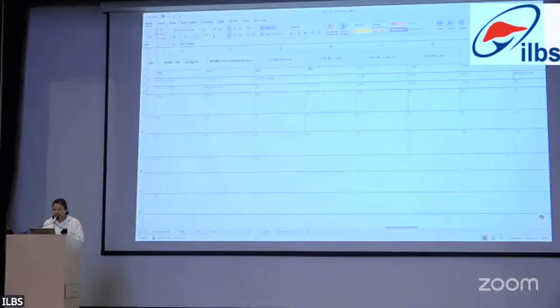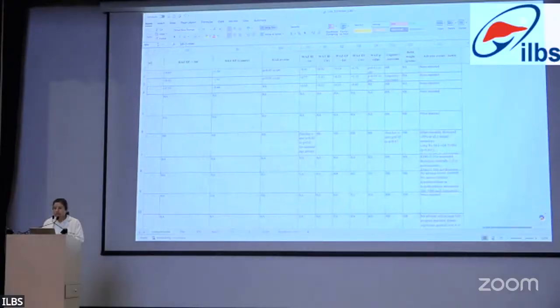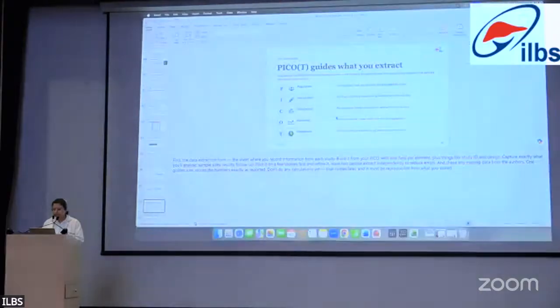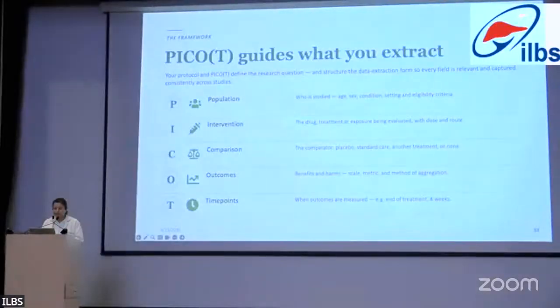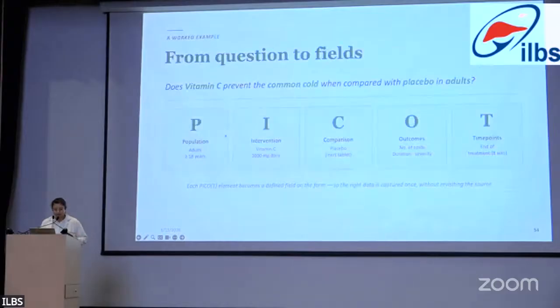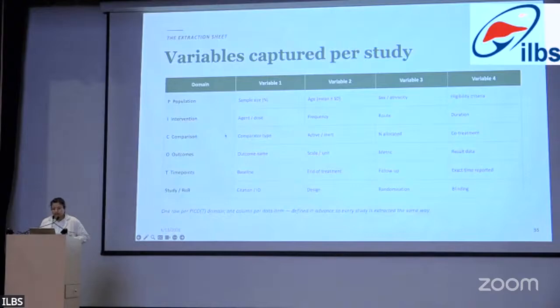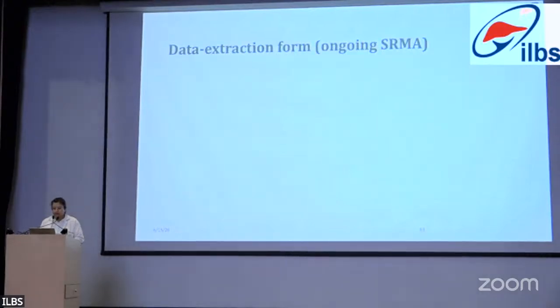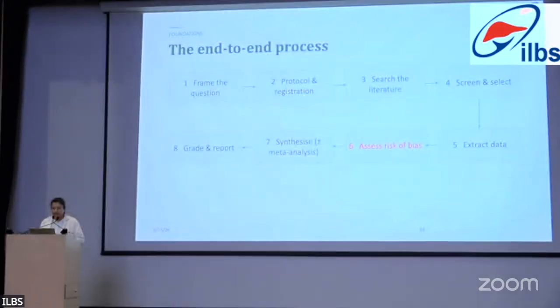So you extract each and every variable that is important in terms of assessing the risk of bias, developing the summary of findings table down the line. So data extraction is developed under this PICO format. So these are the variables captured per study. This is the ongoing SRMA, which I showed you.